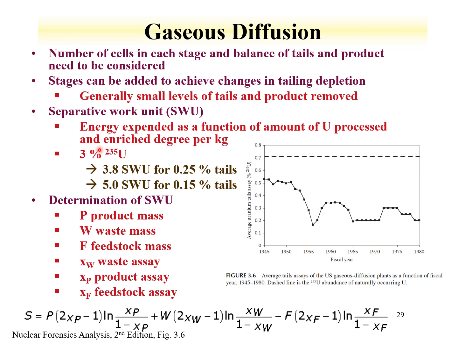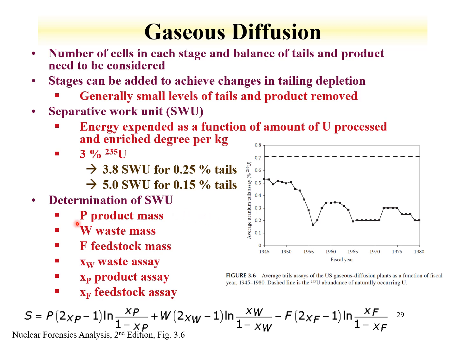A unit that's used to evaluate the relative energy for enrichment is called the separative work unit. It's the energy expended as a function of amount of uranium processed and enriched to a degree per kilogram. So for instance, if I want to get to 3% uranium-235, if I have tails that are 0.25%, I would need 3.8 separative work units. If I have lower enrichment, I would need larger separative work units.